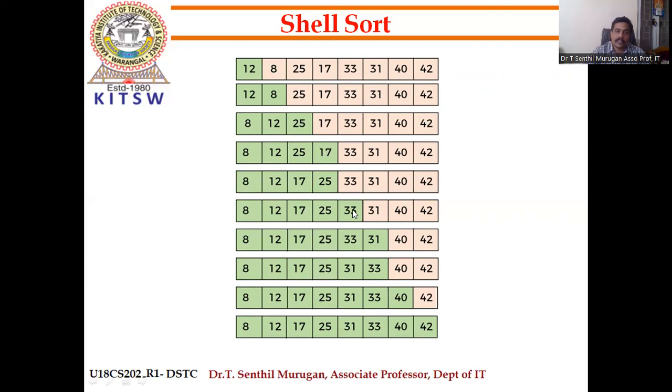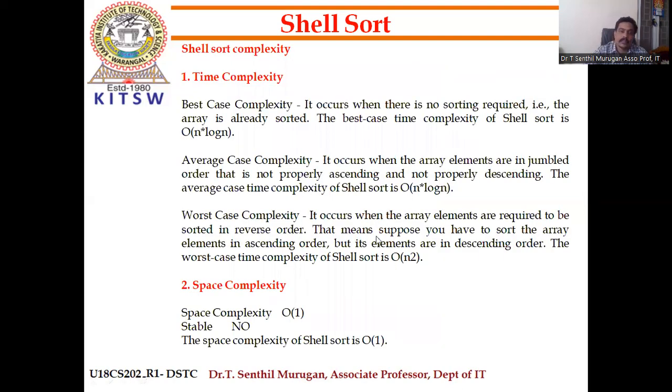Now 33 is there. 33 is compared with this, it is the maximum value, so no swapping. Then 31 is there; 31 is compared with 33, so swapping will happen. 31 is compared with the previous values, all are less, so no swapping. Again 40, no swapping is required, and again 42 is there, no swapping is required. So this is the improved efficiency in insertion sort.